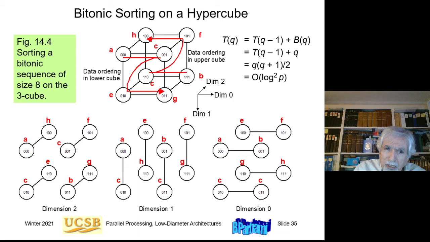keeps the larger element. So A, H, they're already in order, so nothing happens there. Here, C, F, similarly, are already in order. Here, E, C are out of order. So C comes here, E goes there. And finally, G, B, they're out of order. The processor with the smaller index should get the smaller value. So B comes here, G goes there.